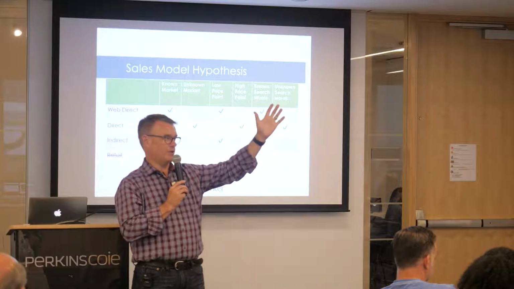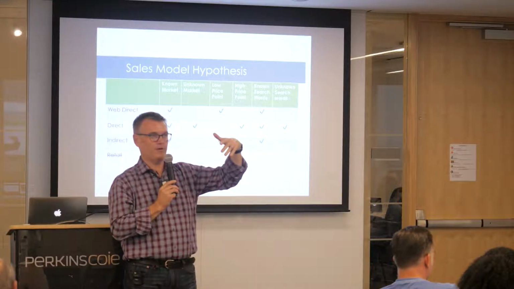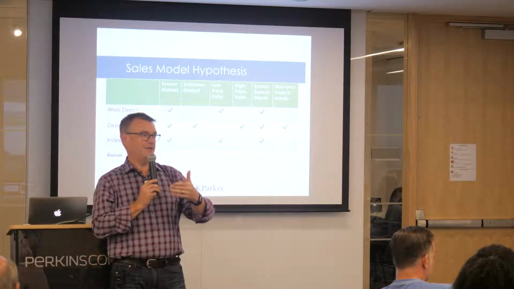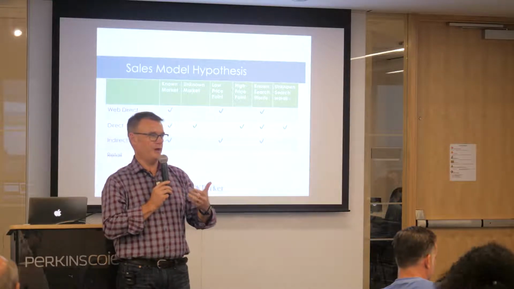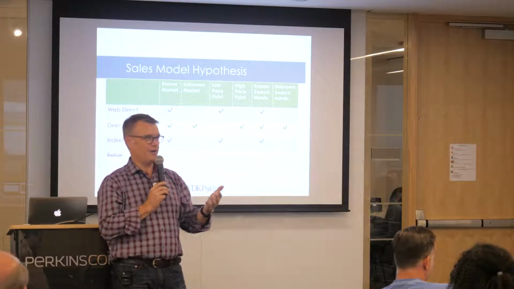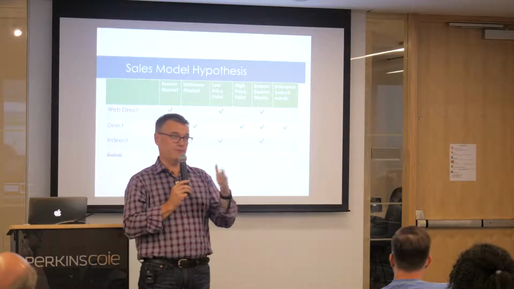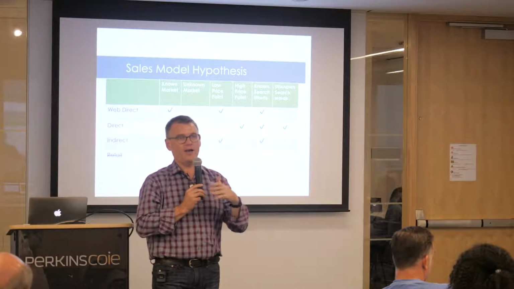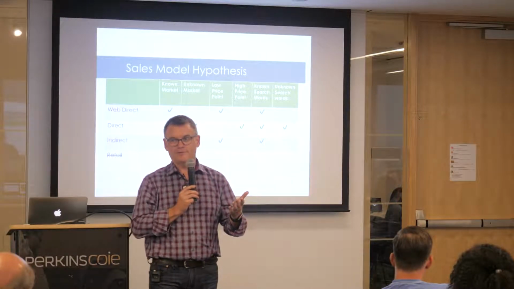How many of you have a high price point? All right. If you're at a high price point, you're down to a direct model, because I can't transact and feel good about whether I'm going to get what's on my credit card. If it's a low price point, I can do web direct and I can do indirect. Known search words work in all of them. Unknown search words only work in direct.